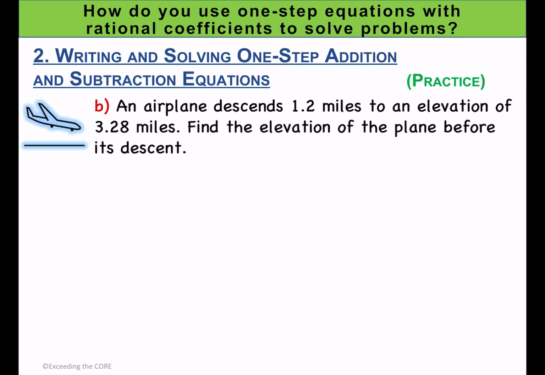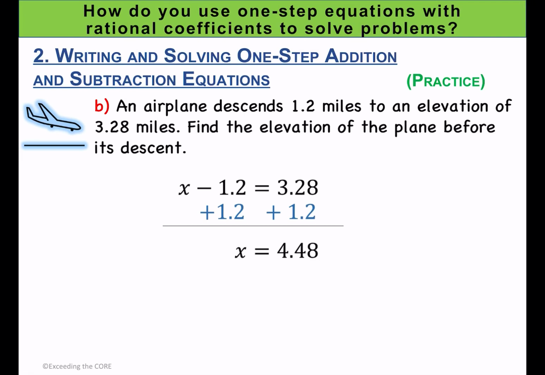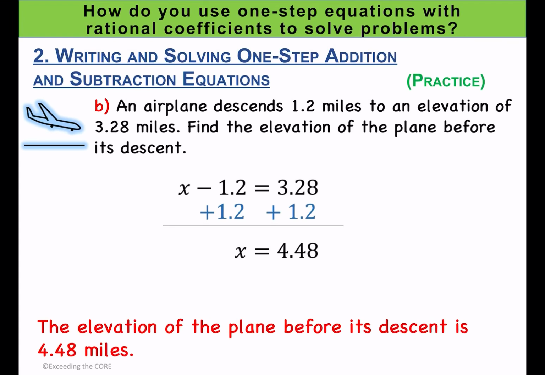Okay, next. An airplane descends 1.2 miles to an elevation of 3.28 miles. Find the elevation of the plane before its descent. So we write this x, whatever it was, and then it descended 1.2 to end up at 3.28. So again, I need to get x by itself. So I need to do the inverse of negative 1.2. So I'm going to add 1.2 to both sides, which gets x by itself. And then 3.28 plus 1.2 is 4.48. So the elevation of the plane before its descent is 4.48 miles.